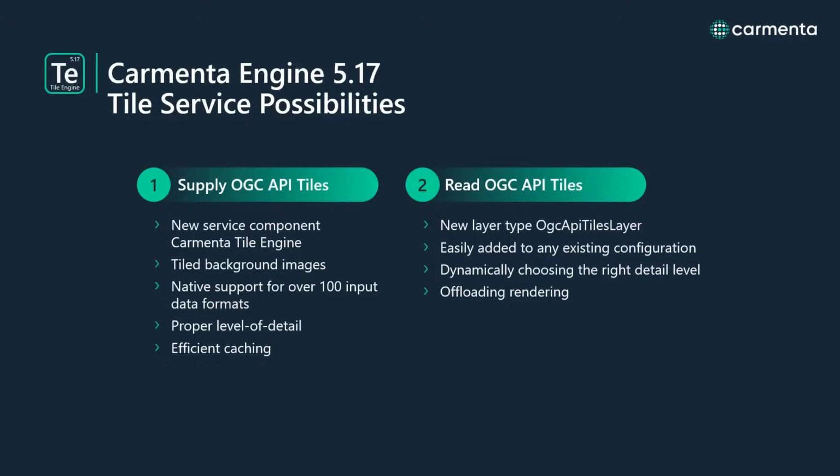Besides supplying tiles, Carmenta Engine 5.17 also allows your client application to read tiles from your OGC API Tiles services. By adding the new OGC API Tiles layer to any existing configuration, you get a background map with the right level of detail in your map presentation. This can also be used to offload your client by letting the OGC API Tile service take care of rendering.